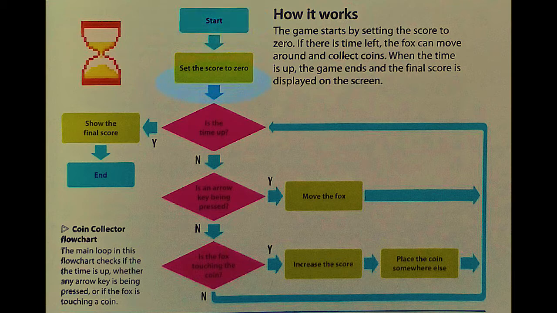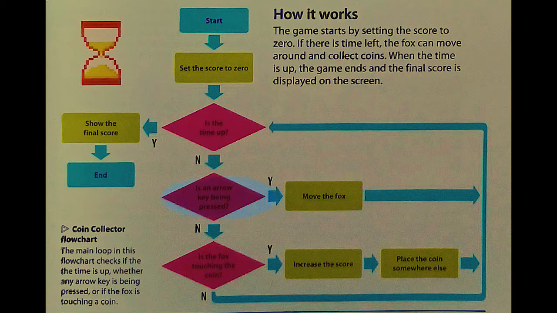sets the score to 0, and then it asks a question: is the time up? If the answer is yes, then we show the final score and the game ends. If the time is not up, then we ask, is an arrow being pressed? If it is yes, then we move the fox, and we can still continue to ask, is the time up?